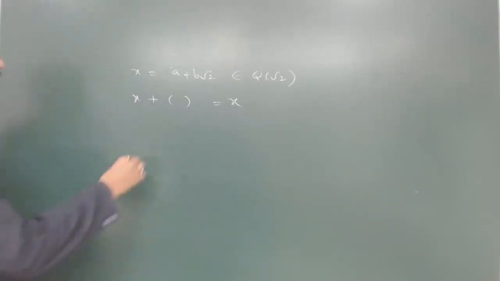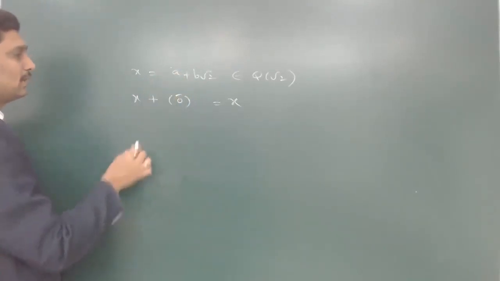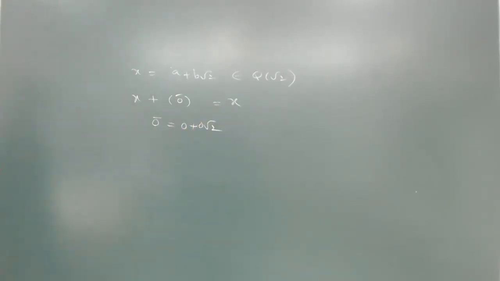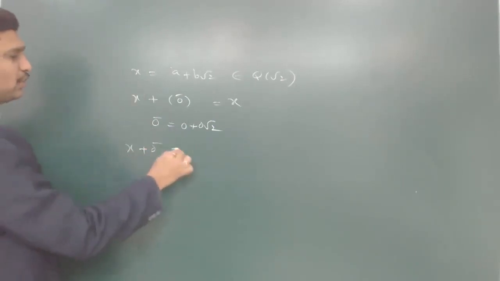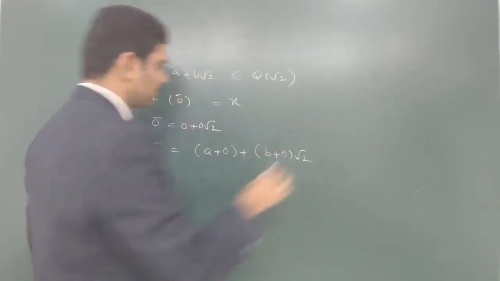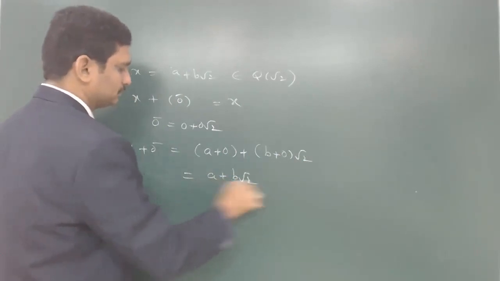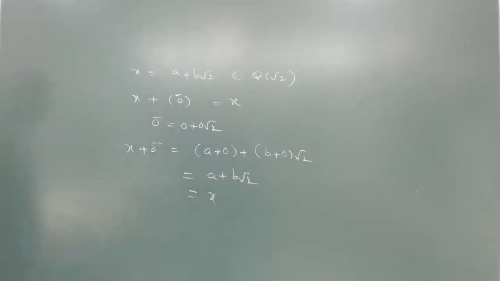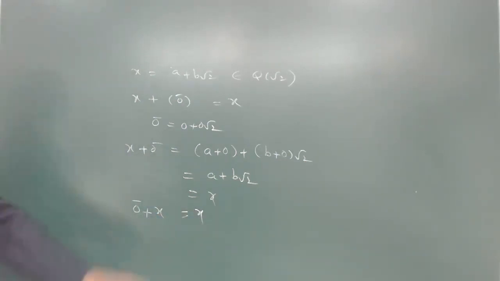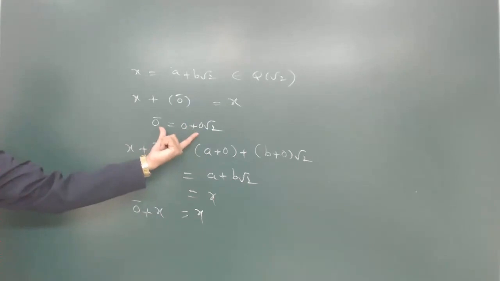It is simply, you can say, 0 bar, the identity element is this. Because if you add these values, x plus 0 bar is nothing but x, which gives the same value again. So whatever way you add, you can add the element either on the left side or the right side, you will get the same thing x again. So this is the identity element in Q of root 2.